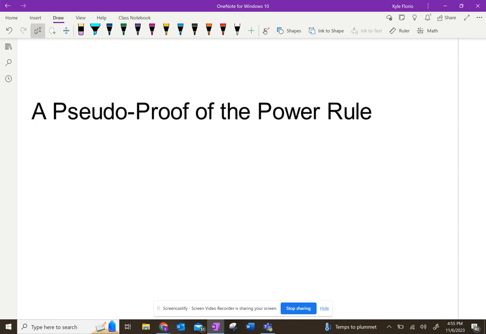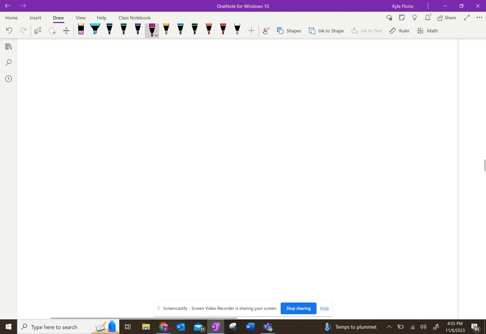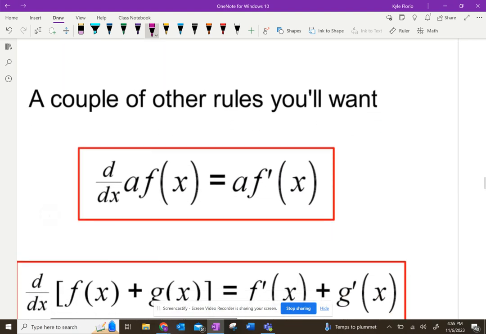So the pseudo proof of it, like why is that the case? I'm going to wait till we get to class to do this one. So you can stay tuned for this one. We'll get to that when I get you in class.